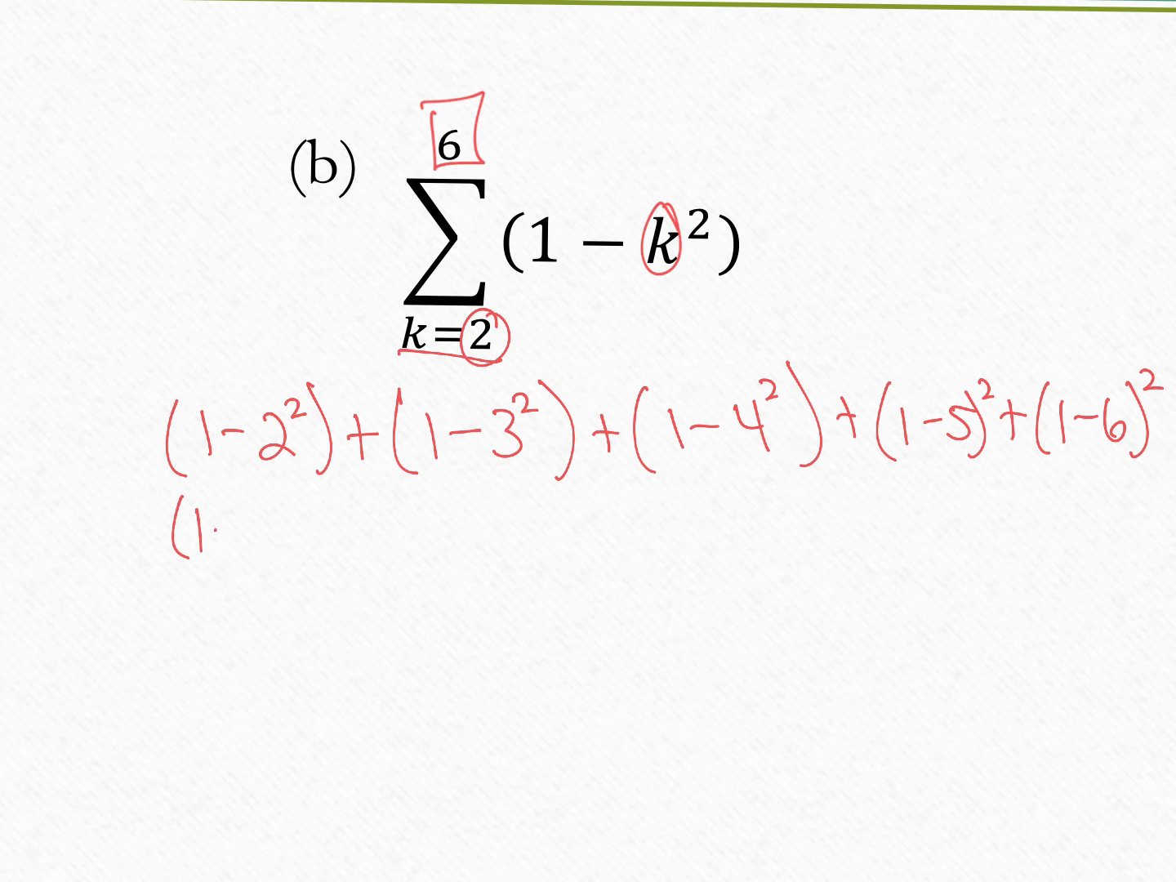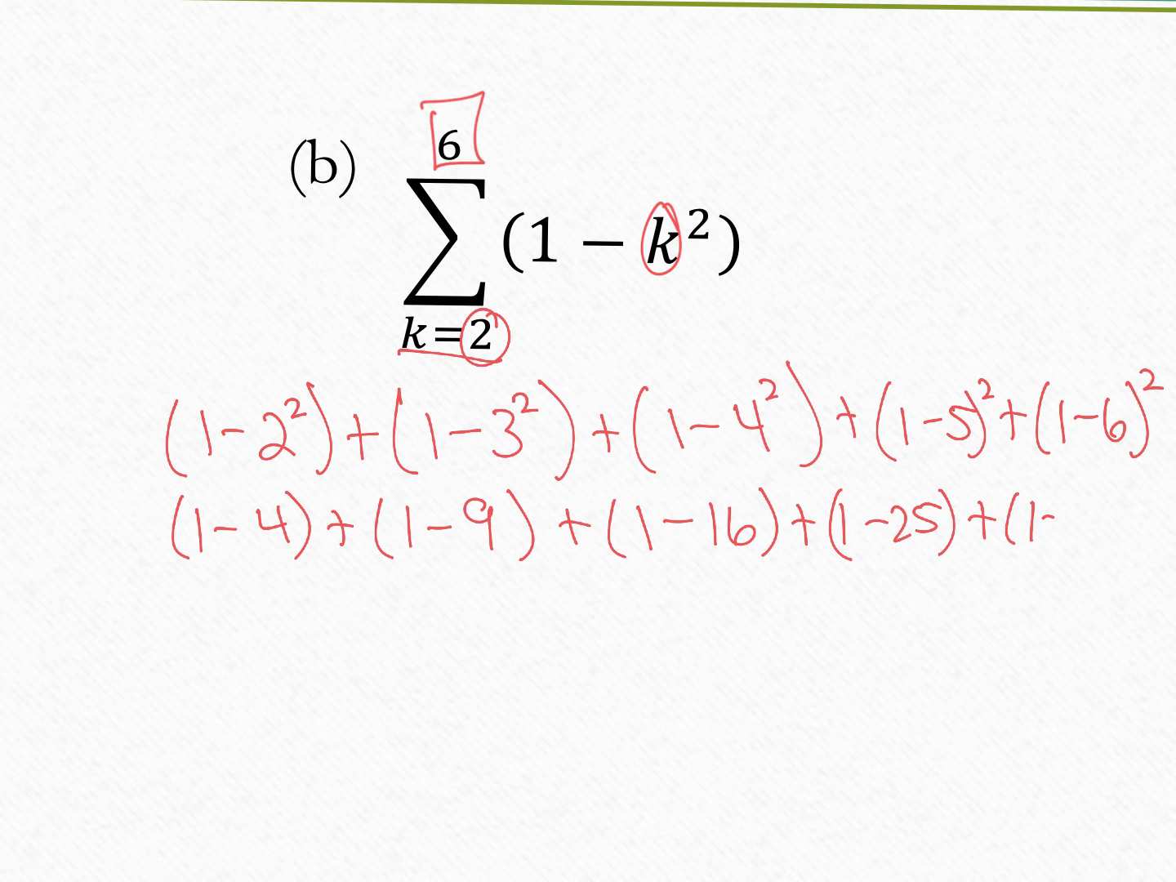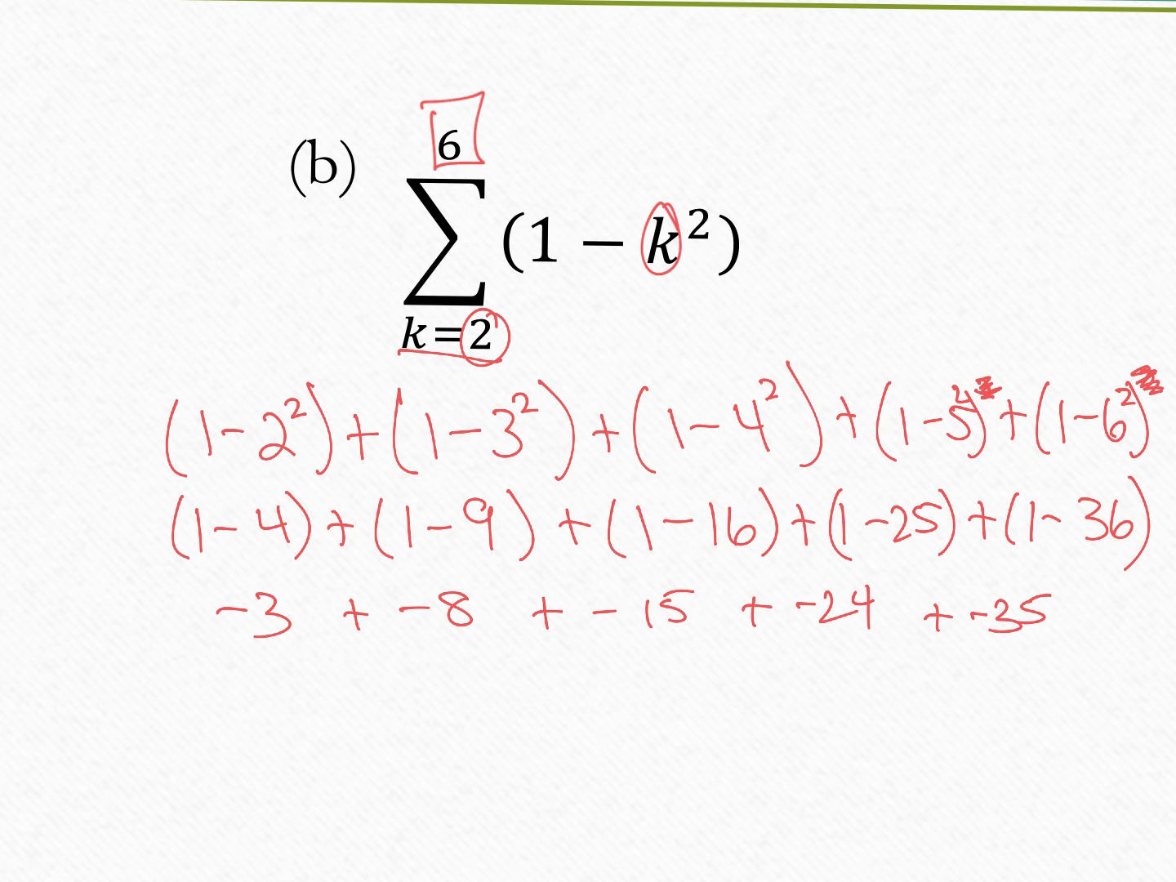So looks like 1 minus 4 plus 1 minus 9 plus 1 minus 16 plus 1 minus 25 plus 1 minus 36. And then we clean it up further. So negative 3 plus negative 8, plus negative 15 plus negative 24 plus negative 35, which when we add all those terms together should give us negative 85.